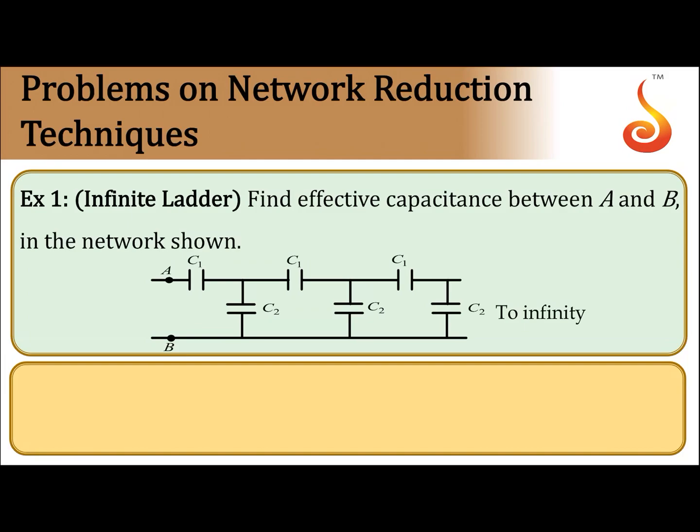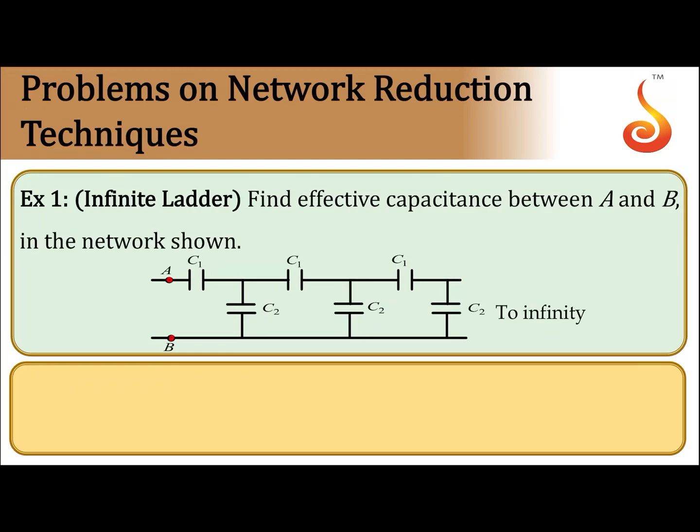Problems on network reduction techniques. Example number 1, infinite ladder. Find the effective capacitance between A and B in the network shown. So, here A and B are 2 points between which we have to find the capacitance.